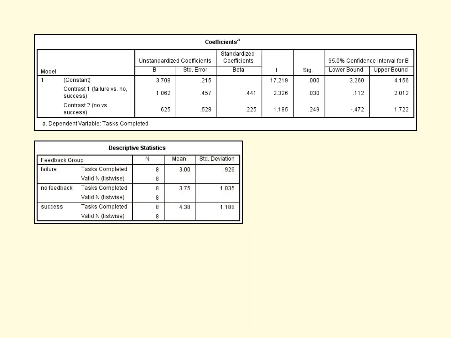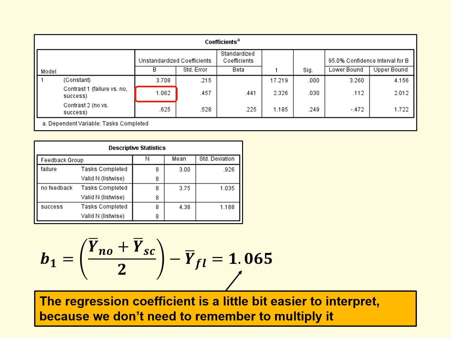And if you again just get your descriptive statistics, and plug in the values for those means and solve, you'll see that b sub 1 does in fact equal the average of the no feedback and success groups minus the average of just the failure group. And again, there's a very slight rounding error, but that's not that big a deal. The important thing to notice here, as I mentioned previously, is that we got rid of that somewhat tricky 1/3 fractional scaling factor. So it makes that value of 1.062 or 0.65 a little bit easier to interpret.